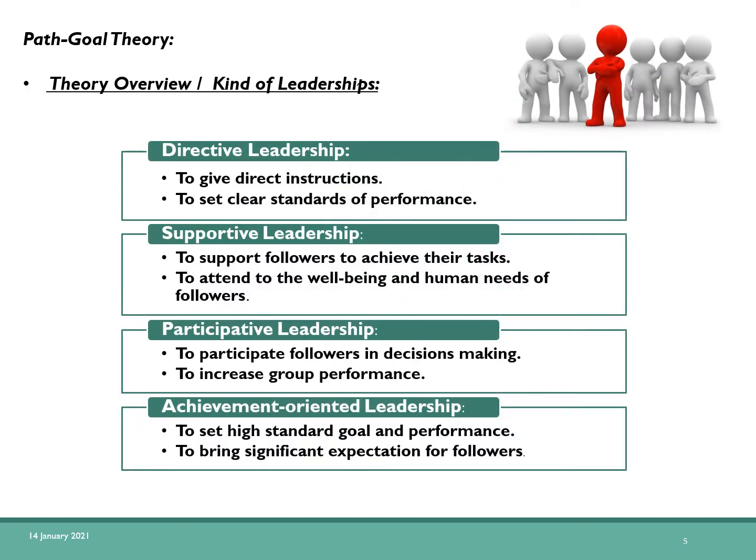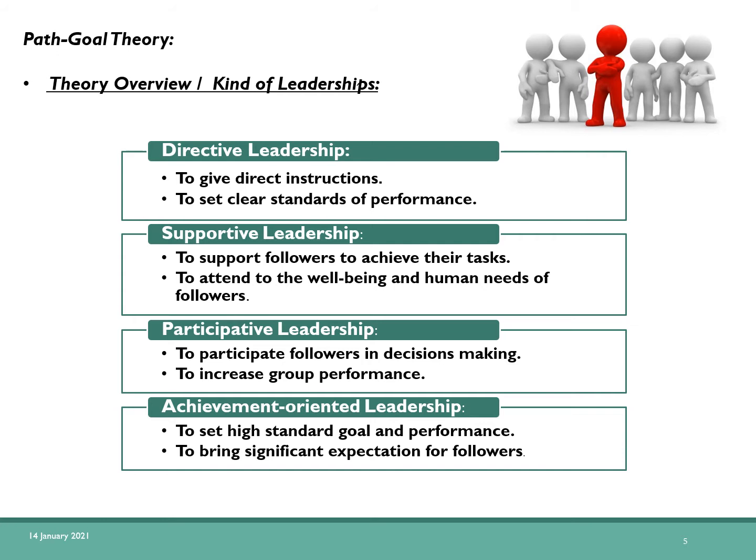Path-goal theory suggests that each type of leader behavior has a different kind of impact on followers' motivation. Mainly, we have four kinds of leadership, as shown in this slide. First of all, directive leadership. It's a leader who gives followers instructions about their task, including what is expected from them, how it is to be done, and when it is to be completed.